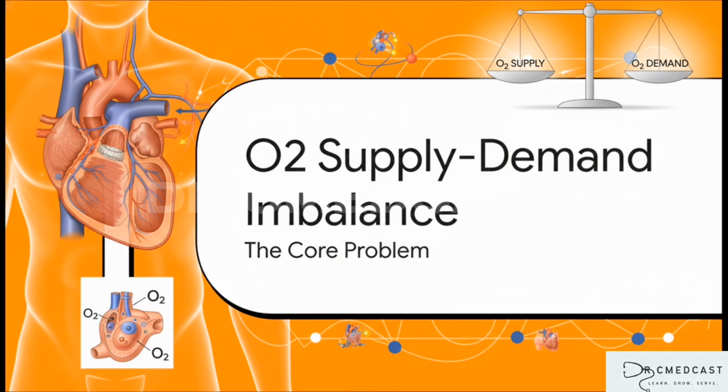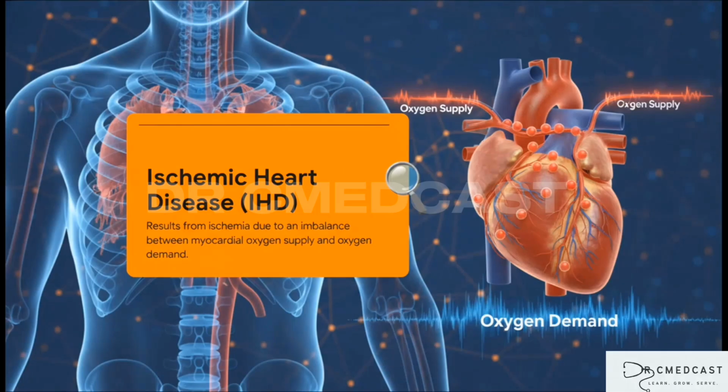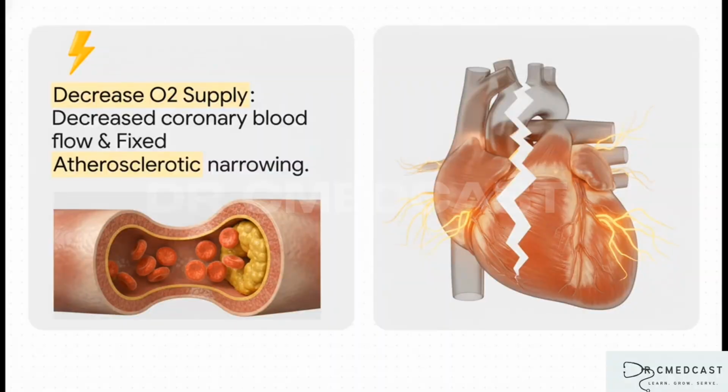Before we can even talk about the drugs, we have to understand the fundamental problem, the pathophysiology of what's going on in ischemic heart disease, or IHD. At its heart, no pun intended, IHD is really a conflict. It's a critical mismatch between the amount of oxygen the heart muscle desperately needs to function and the amount it's actually getting. This slide really lays it out perfectly. It's like a tug of war.